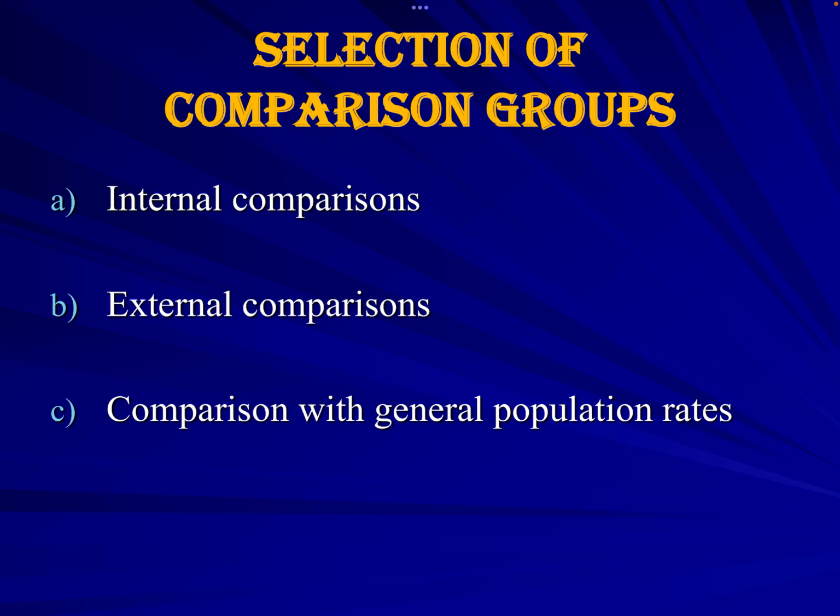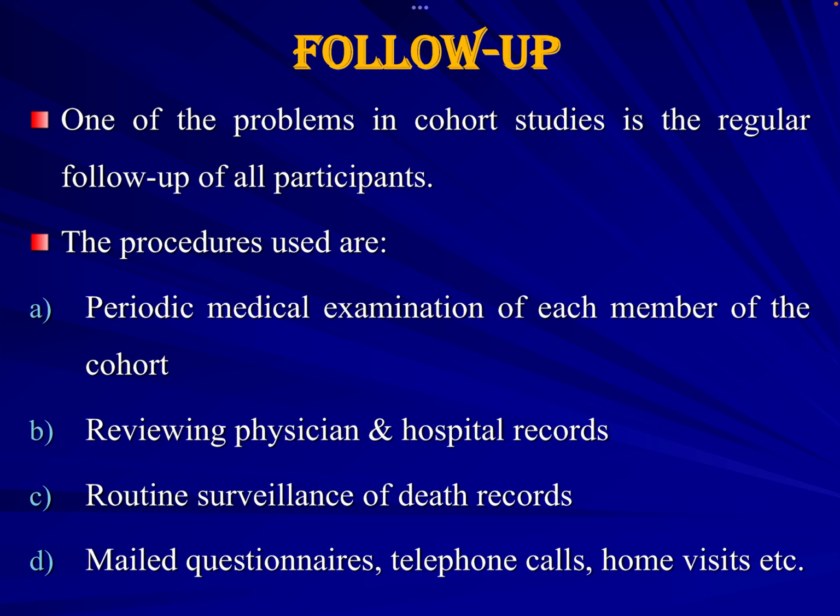Next step is selection of comparison group. We can have internal comparisons or external comparisons or comparison with general population rates. In internal comparison, we compare within the group. In external comparison, we compare with a different group, and if both are not available, then we take comparison from the general population.